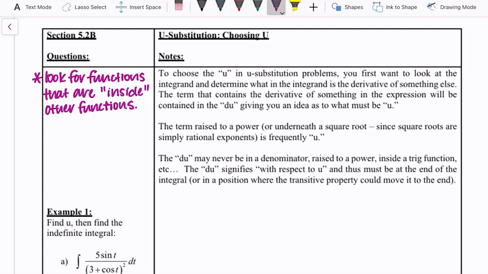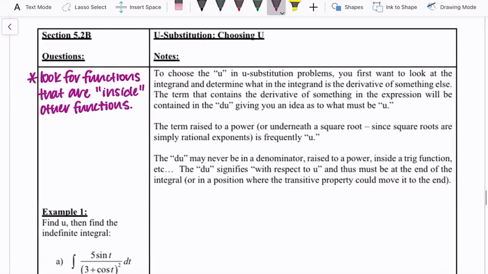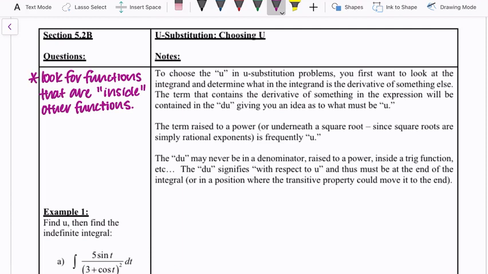When we're looking at finding u or identifying our du, du can never be in the denominator, it can't ever be raised to a power, inside a trig function, anything like that. The du is talking about with respect to u, and it has to be at the end of the integral. Let's see what that means.